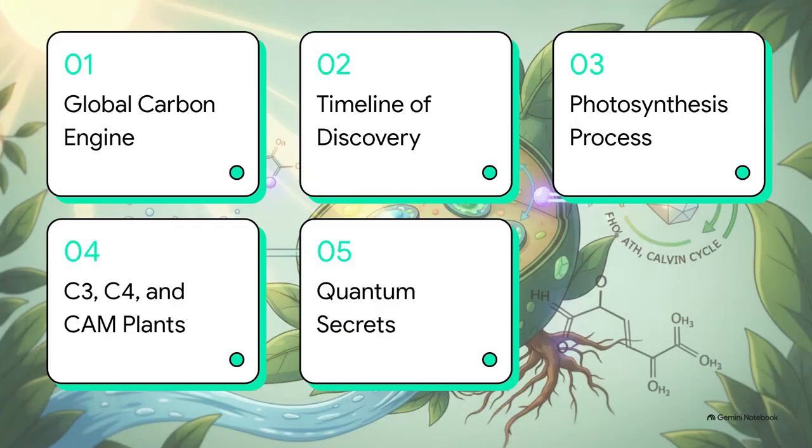Let's dive into this. Here's our roadmap for today. First, the global carbon engine. Second, a timeline of discovery. Third, the photosynthesis process itself. Fourth, C3, C4, and CAM plants. And finally, the quantum secrets of photosynthesis.